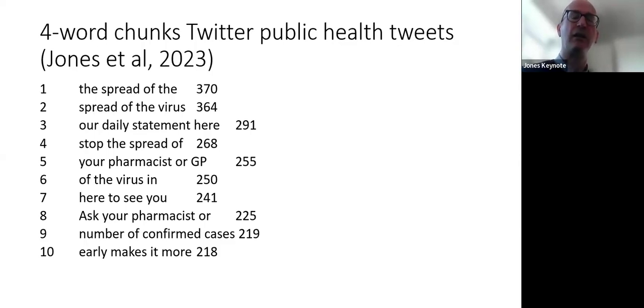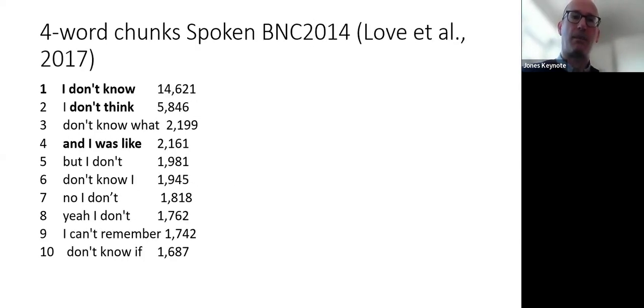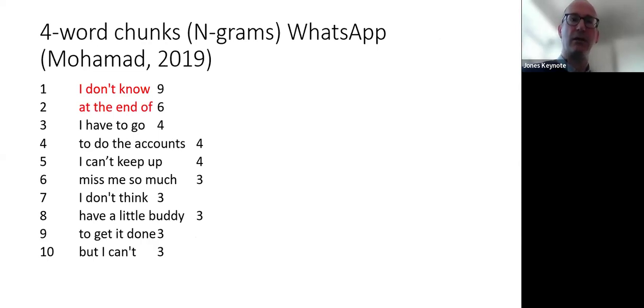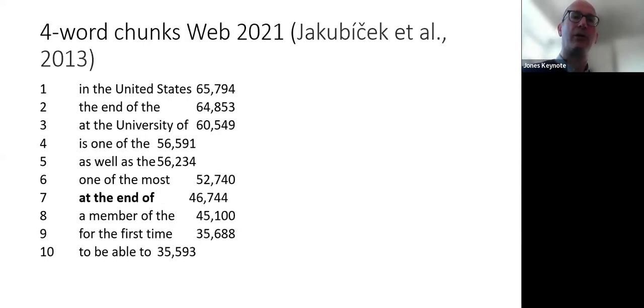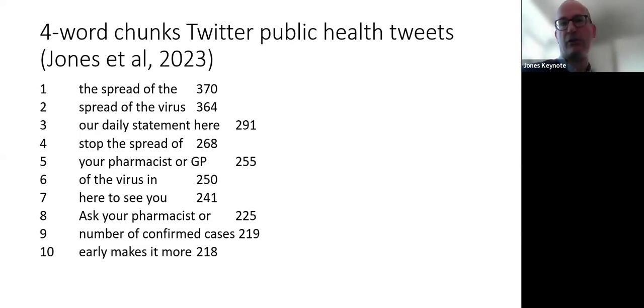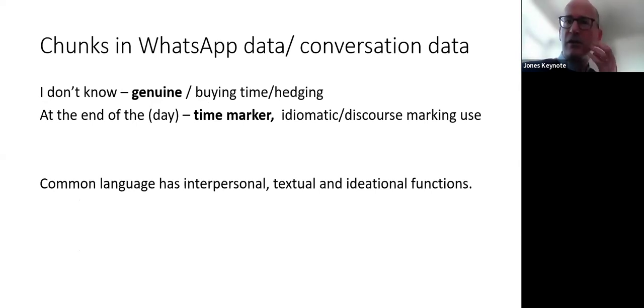I'm just trying to suggest that there are large differences between the kind of chunks we'll find in WhatsApp if we compare to the web, and if we compare to an example like this from Twitter. So it's impossible to talk about one whole e-language. The chunks in the WhatsApp and conversation data are interesting. I don't know, for example, is, as I've noted, highly frequent.